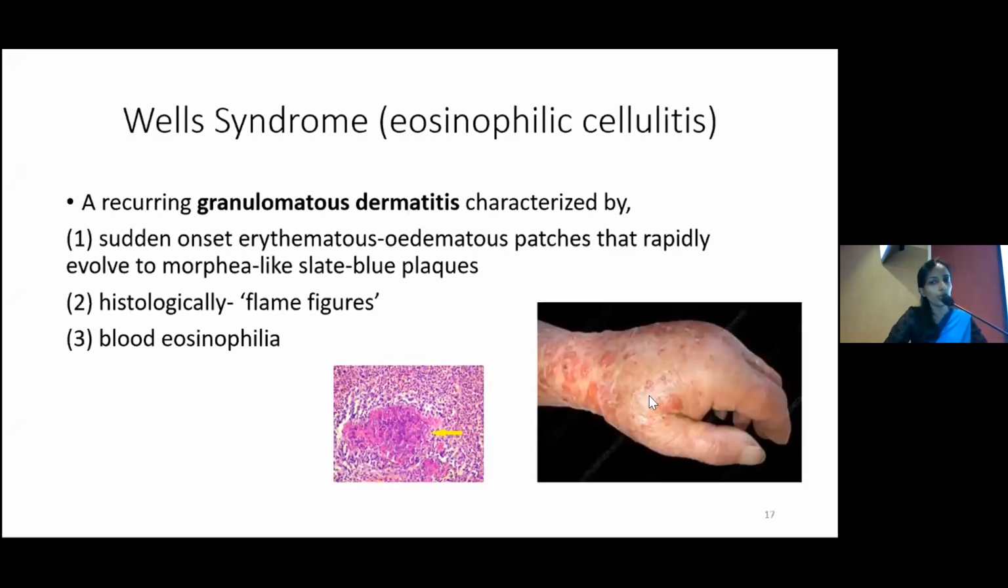Wells syndrome or eosinophilic cellulitis is a recurring granulomatous dermatitis characterized by a sudden onset of erythematous to edematous patches, as you can see in the picture towards the right, that rapidly evolve to morphea-like slate blue plaques later on. So these patients have a typical histologic appearance of flame figures and peripheral eosinophilia. I hope you can appreciate a typical flame figure in the picture towards the left. Flame figures are collagen coated with eosinophils.